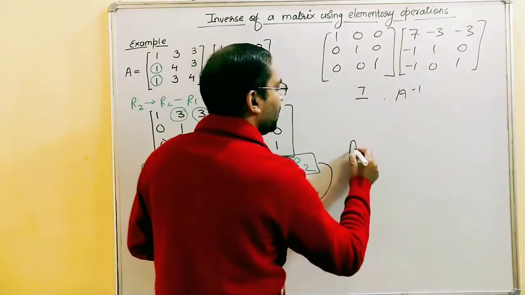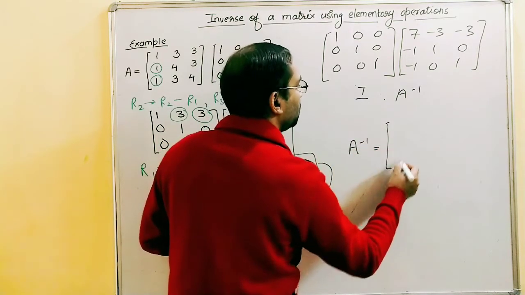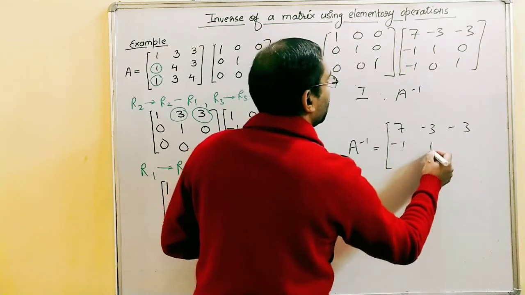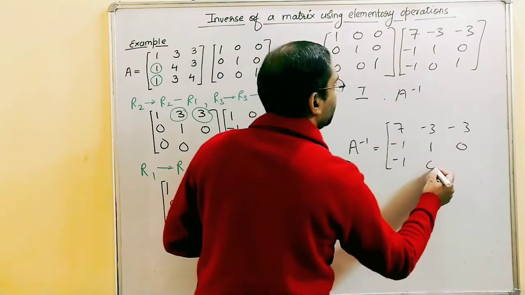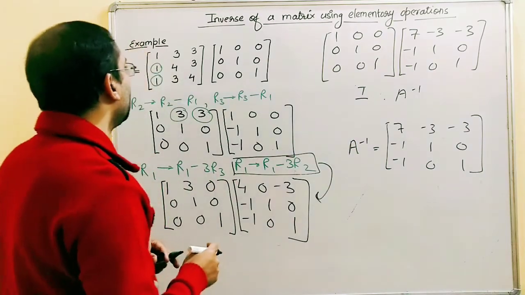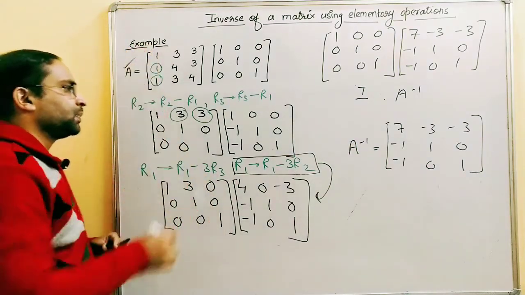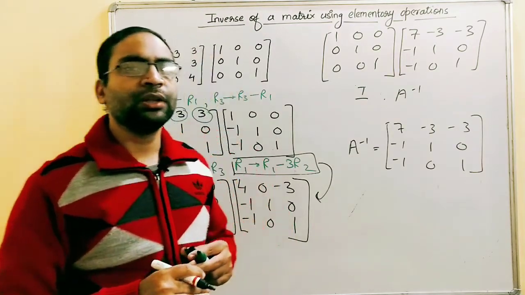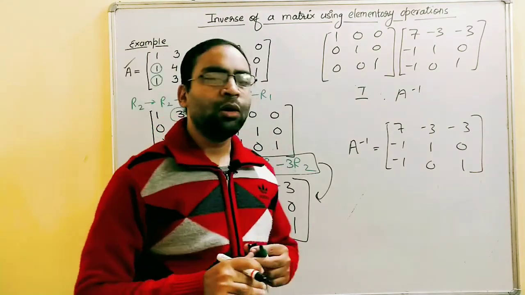So finally, A inverse will be equal to 7, minus 3, minus 3, 1, minus 1, 0, and this is 1. This is the A inverse of the given matrix A. So this is how we can find the inverse of a matrix using elementary row operations.